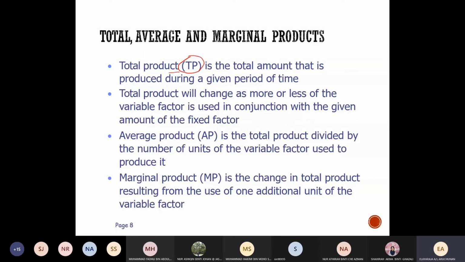This is a good example I share with you so you can differentiate the product. The total product will change as more or less of the variable factor is used in conjunction with a given amount of fixed factor. The fixed factor just now is capital, right? Capital. All right, so remember.